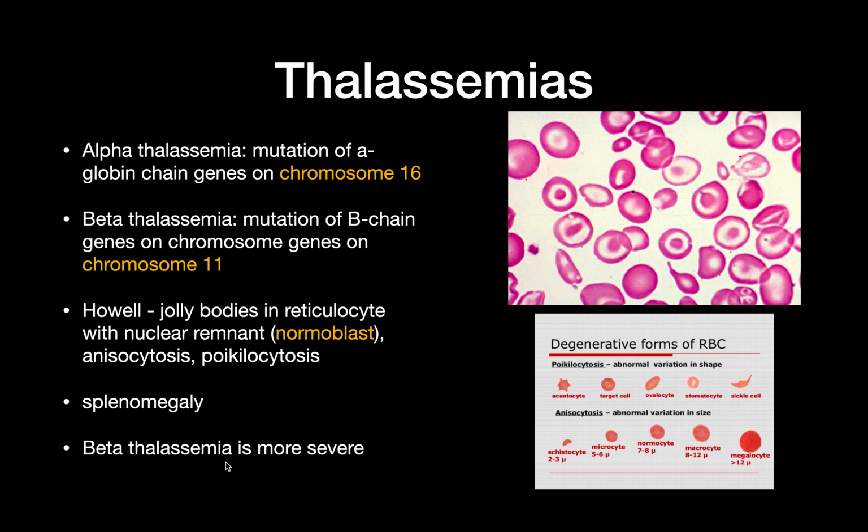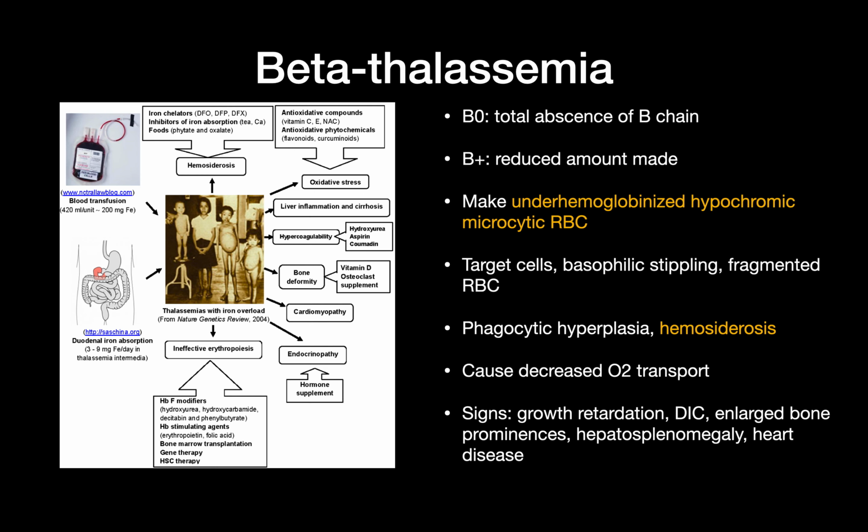Beta thalassemia is much more severe than alpha thalassemia, and there's going to be splenomegaly thanks to the problematic blood cells. They're going to, of course, get trapped in the cords of Billroth. So beta zero is going to be the most problematic. It's not very compatible with life. Beta plus is going to be a reduced amount made. So it's going to make these underhemoglobinized, hypochromic, microcytic red blood cells.